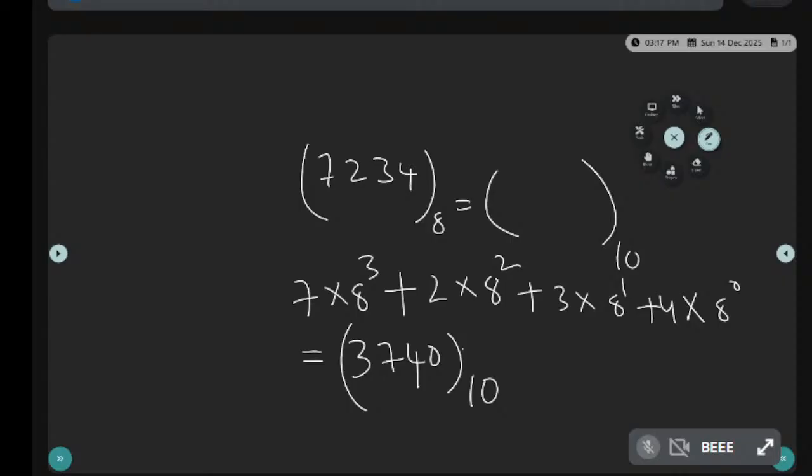Second problem, problem 2. 7766 base 8. 7766 base 8, convert into decimal. Use power of 8. The answer is 4086.